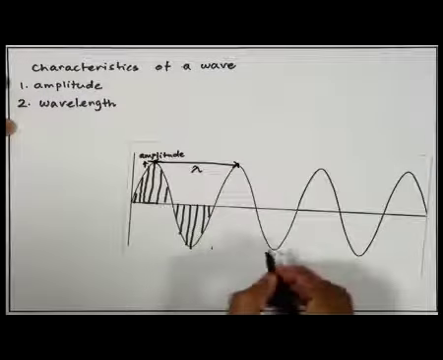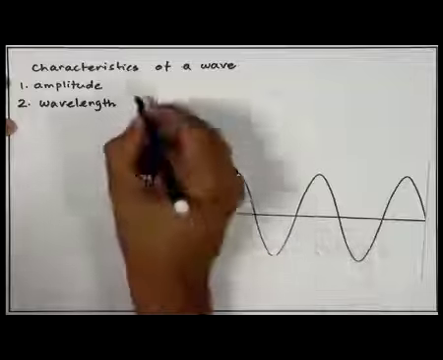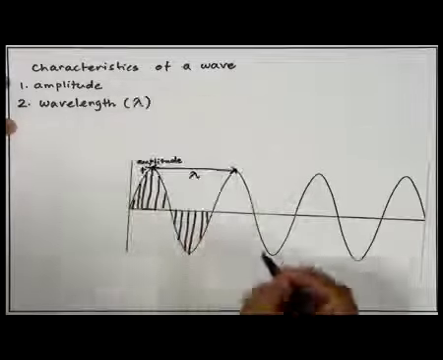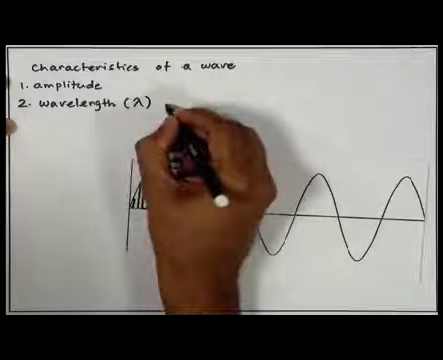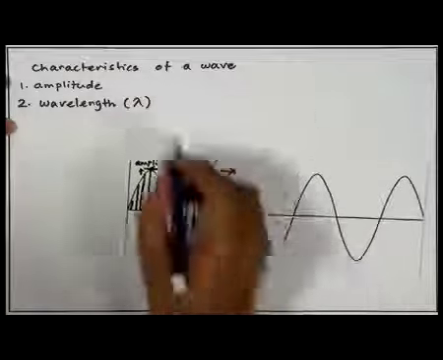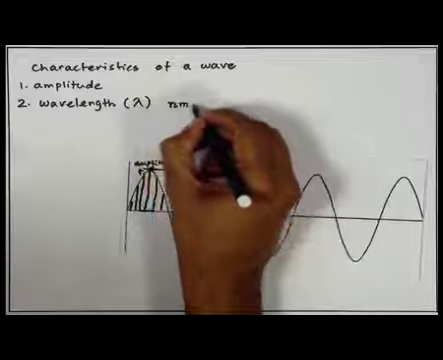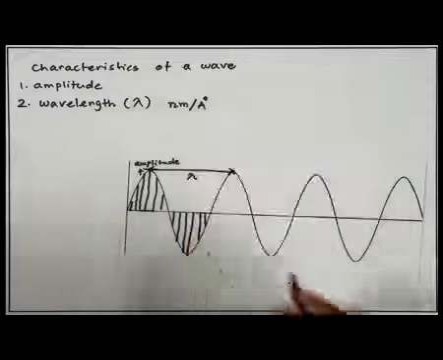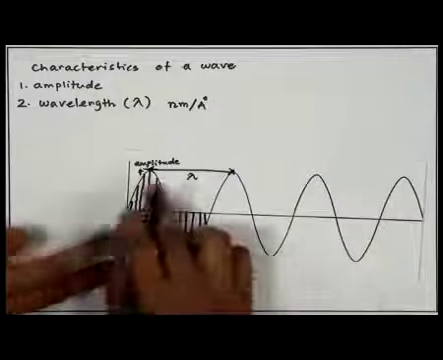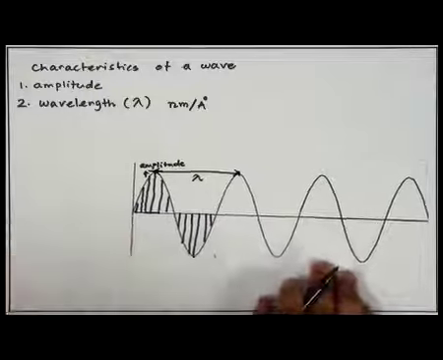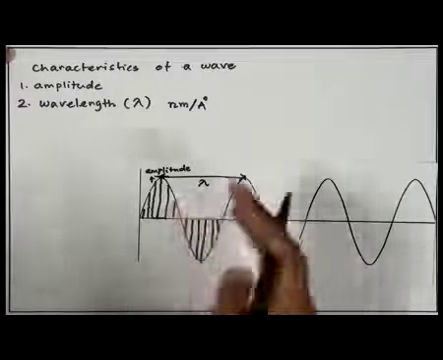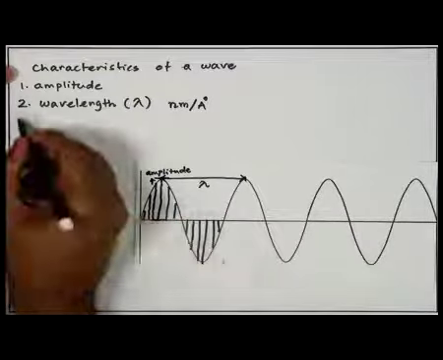As the name suggests, it is a form of length. We signify that as lambda. The unit that we use can be any length unit, but in our discussion we will use the unit of nanometer or angstrom. All right. So, this is another characteristic property of a wave that we need to know to define it.